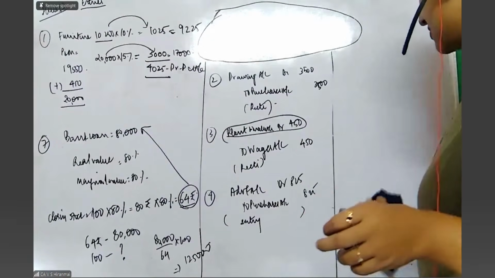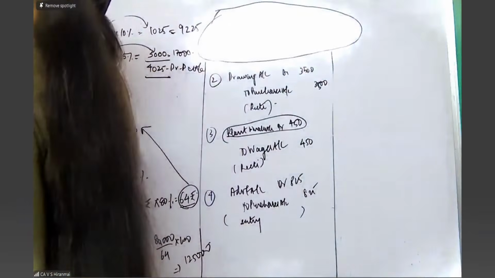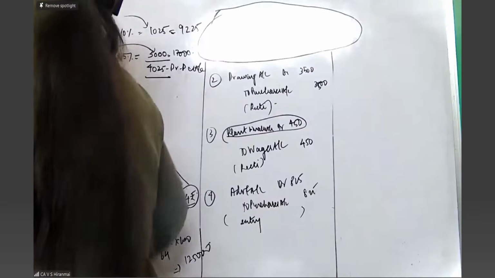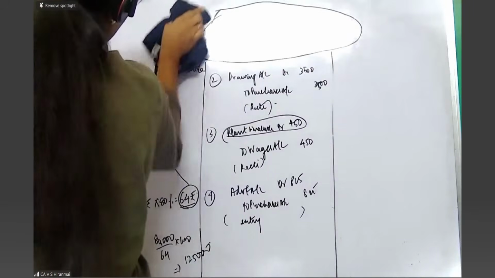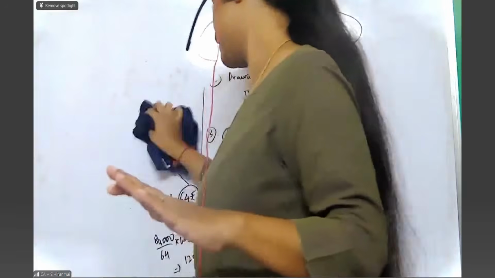So the seventh adjustment is very simple. Whatever percentages are given, you are supposed to multiply them twice. Okay? You are supposed to multiply it twice and take it. Now I will do practical question number 5. Did you all try practical question number 5?